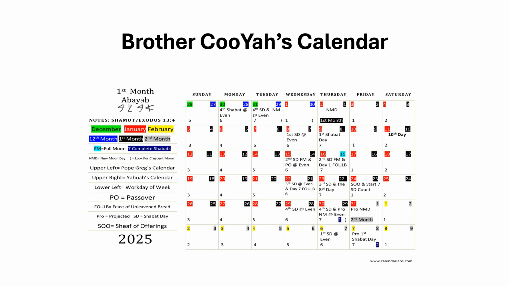It's 24 in red. Look what's in the box. SOO. What does that mean? Go to the left. You'll see all of the abbreviations. Look on the bottom. SOO equals sheaf of offerings. Come back to day 24 in red. Now we can read it. The sheaf of offerings, and start 7th Sabbath day count.